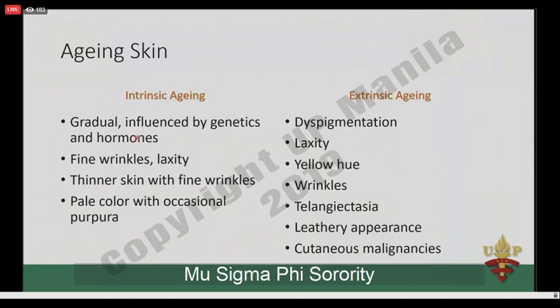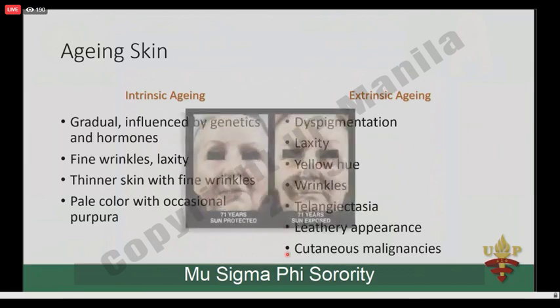In intrinsic aging, you usually have fine wrinkles and laxity of the skin. You have thinner skin with fine wrinkles. Maybe you're a little pale. But if you're always under the sunlight, you have pigmentation, laxity, and more wrinkles. Maybe you'll have more blood vessels showing on the skin, like telangiectasia. Your skin becomes leathery in appearance, and you have an increased possibility of cutaneous malignancies.